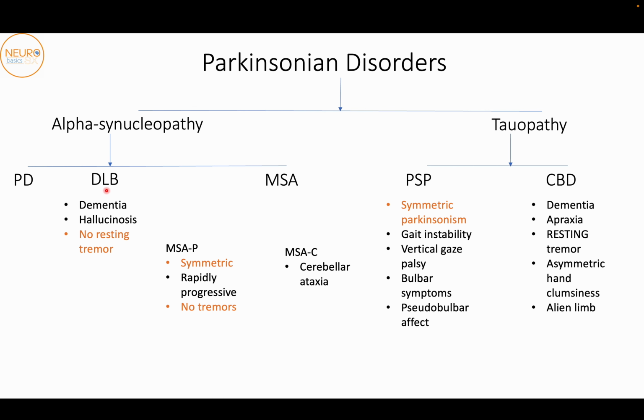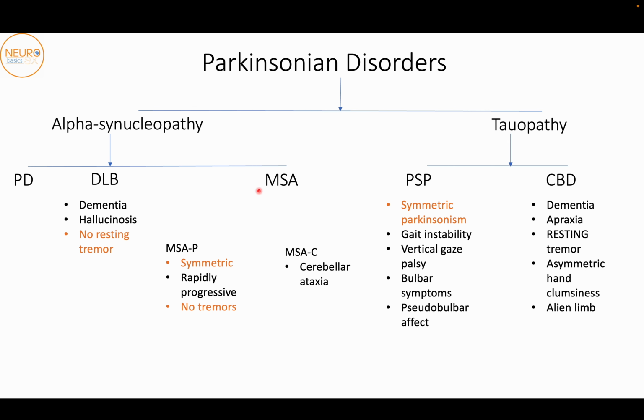But apart from that, with dementia with Lewy bodies, it's in the name. You're going to get dementia. It's a very characteristic feature, probably begin with that. Apart from that, you also have hallucinosis. But a feature which will differentiate it from PD is there is no resting tremor in DLB.